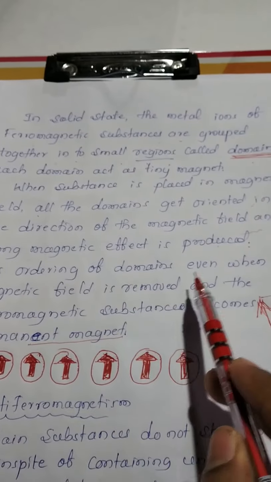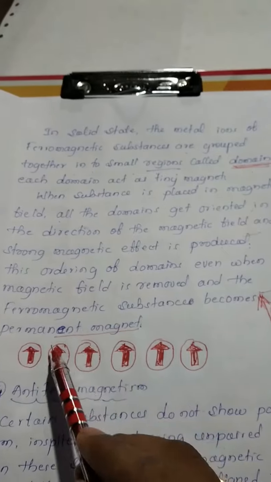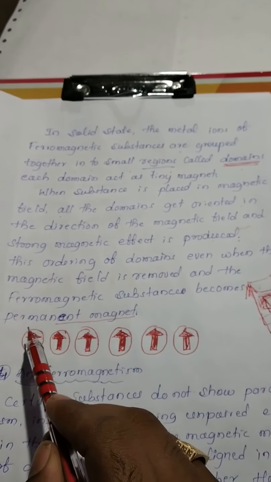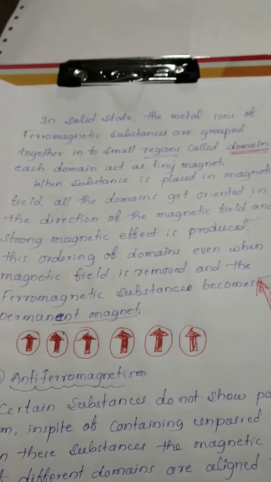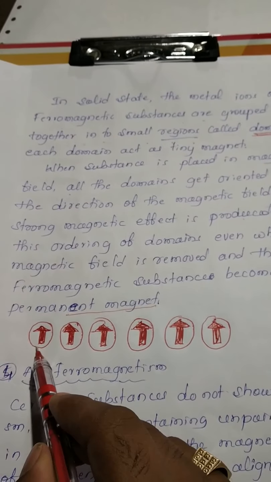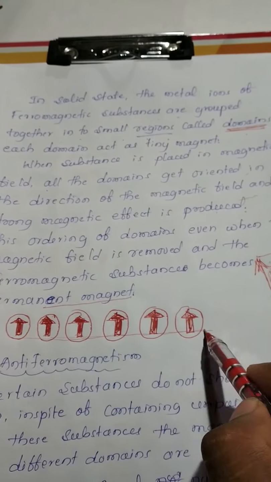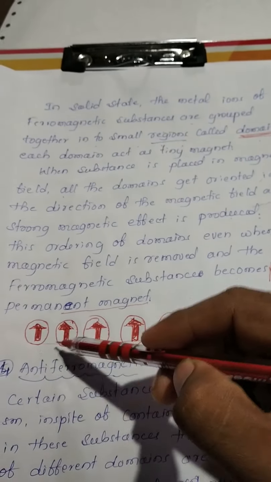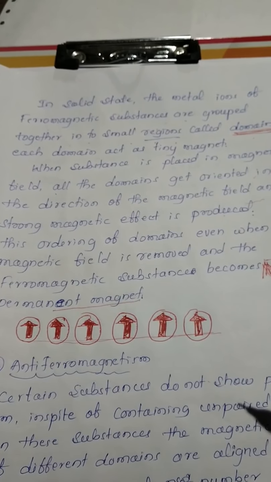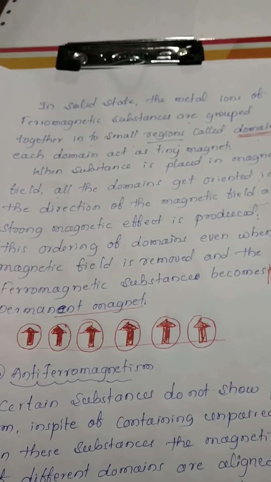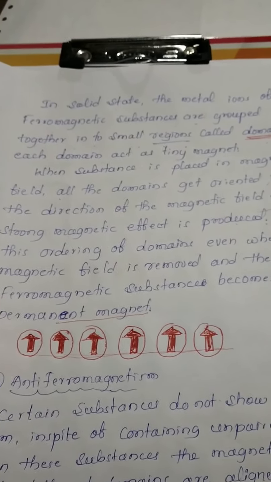This ordering of domains remains even when the magnetic field is removed, and the ferromagnetic substance becomes a permanent magnet. See, these are the directions of the different domains. So the directions of the different domains are aligned with the direction of the magnetic field.